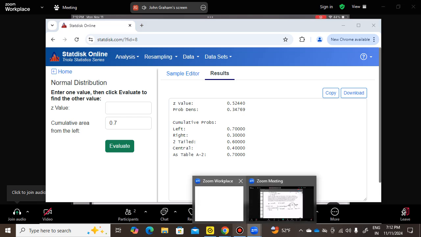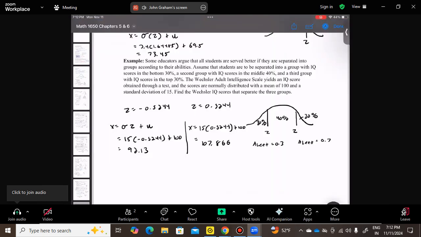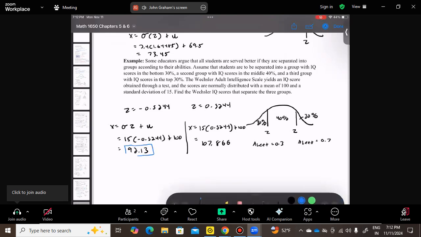Oops, I didn't switch off of this. Okay, so that's what I have. All right, so this value 92.13 breaks up the 30% from the 40%, and the 107 breaks up the 40% from the highest 30%.